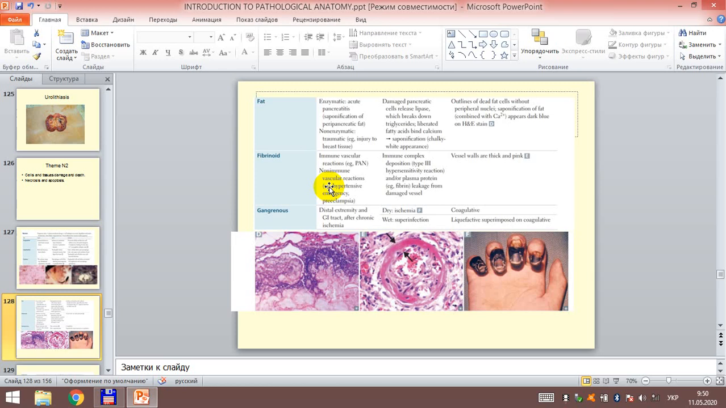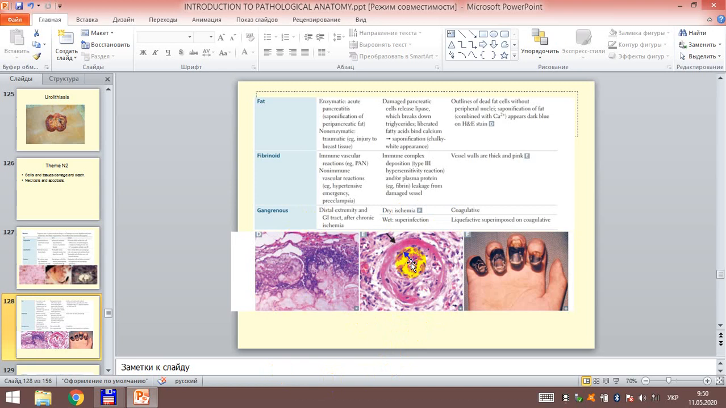Fibrinoid necrosis. As a rule, it is an immune vascular reaction or a non-immune vascular reaction, hypertensive emergency. It shows immune complex deposition, type 3 hypersensitivity reaction, and plasma protein. Histologically, vessel walls are thick and pink. Picture E.